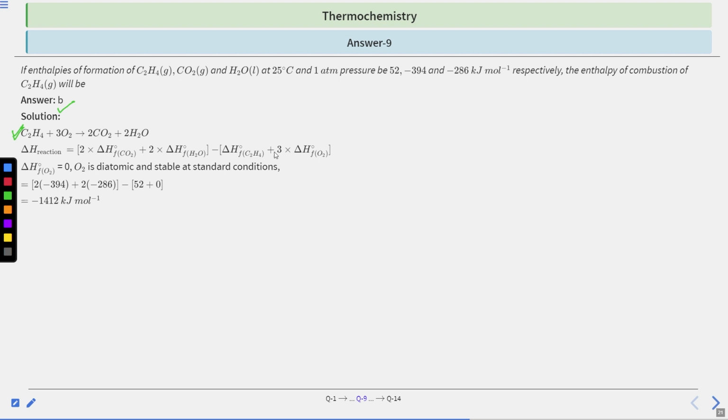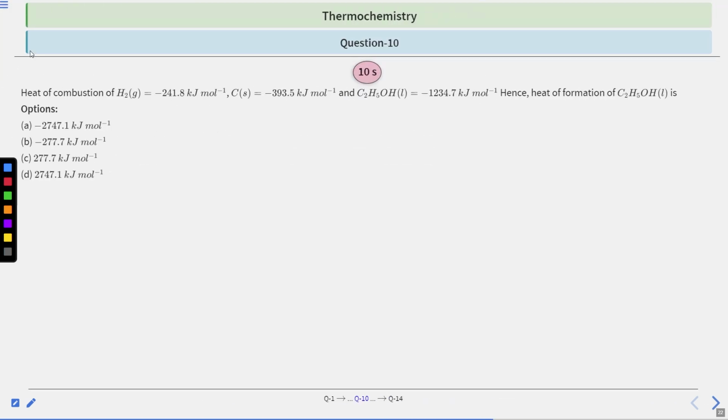And here in this equation, enthalpy of formation for oxygen will be 0 because oxygen is a diatomic molecule and it is stable at the standard conditions. So as we have given 25 degrees Celsius and 1 atmosphere pressure, it is standard conditions. So the enthalpy of formation of O2 will be 0. Now on putting the values in this equation and solving on it, we have our del H for the reaction is minus 1412 kilojoule per mole. Hence option B is the correct answer.